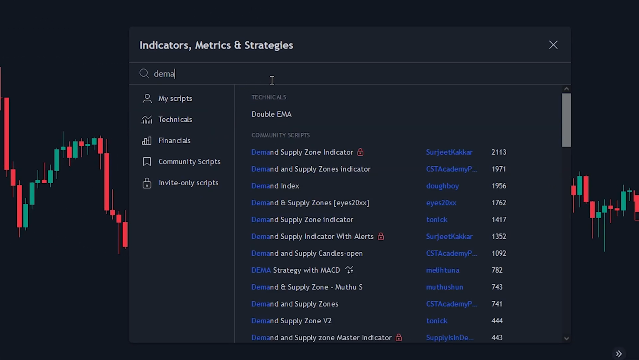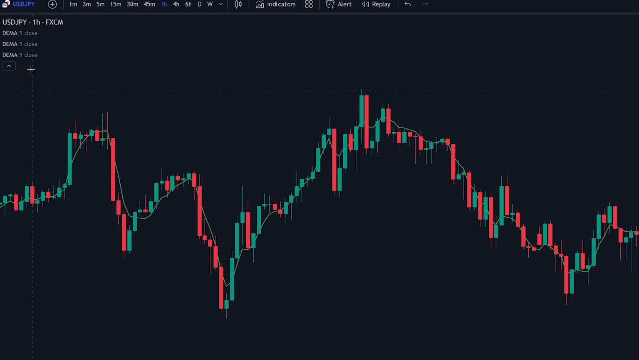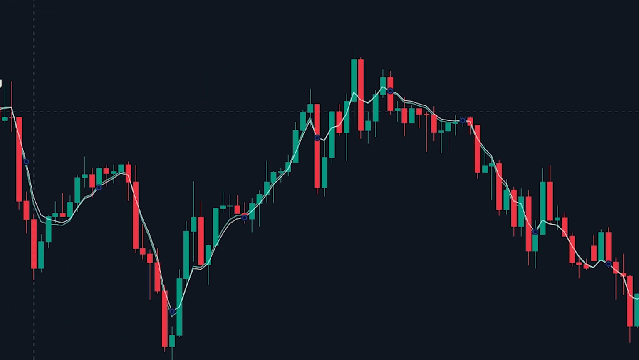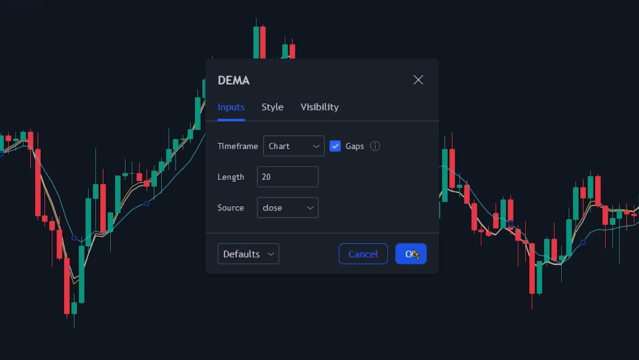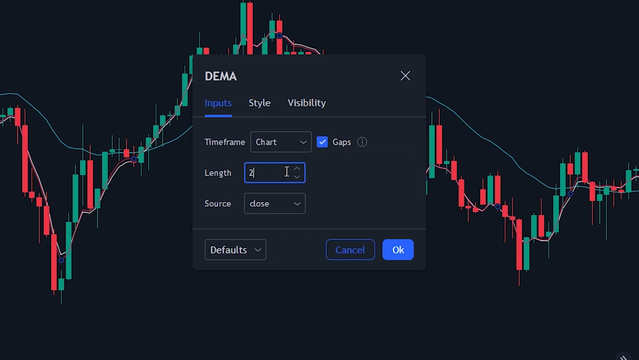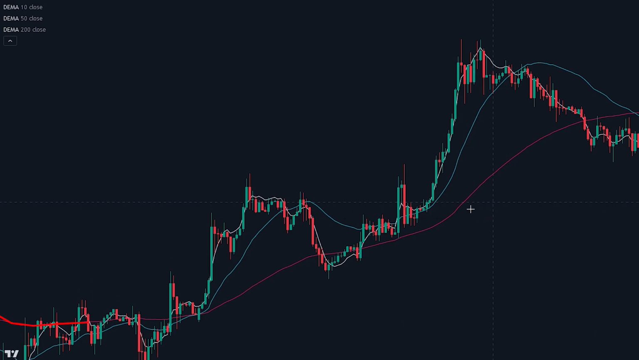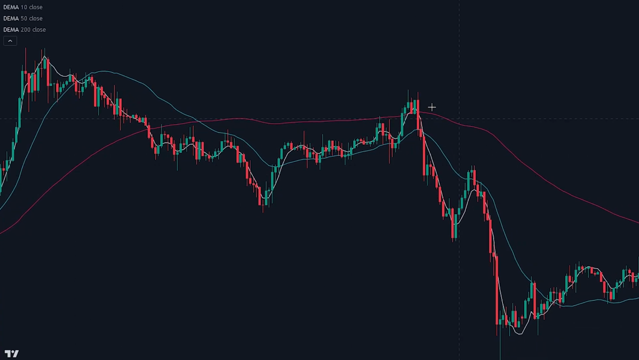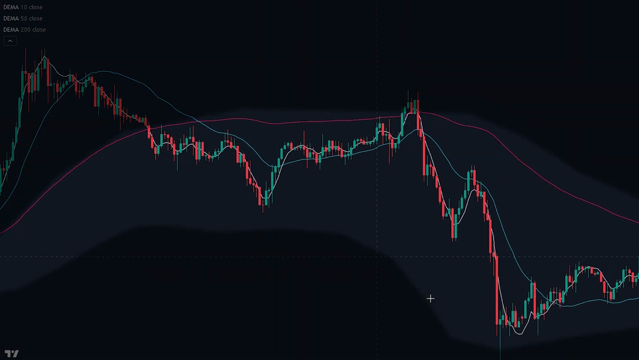A different strategy to use with the zero lag moving averages involves adding 3 double exponential moving averages or triple exponential moving averages, all with different lengths to the chart. In this particular strategy, we are using 3 different periods of DEMA, the 10, 50, and 200 period DEMA. The 200 period DEMA is being used as the long-term trend filter indicator. This means that it will give us a clear indication of the market trend, and we will only take long positions when the price is trading above the 200 period DEMA. Conversely, we will only take short positions when the price is trading below the 200 period DEMA.